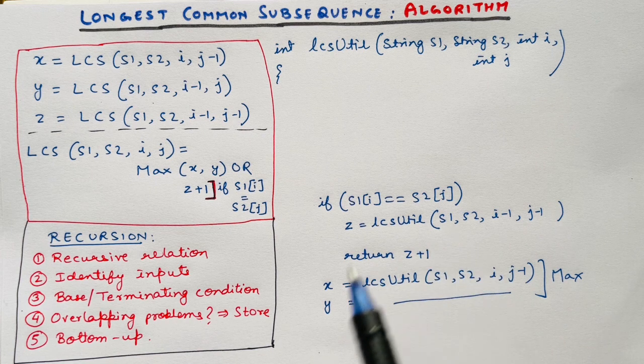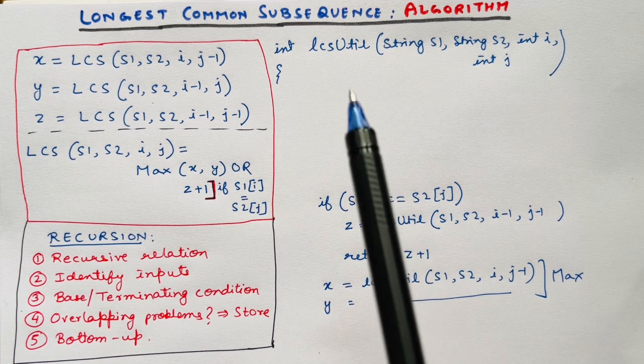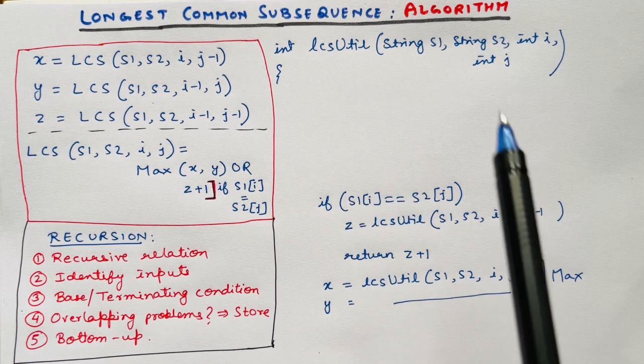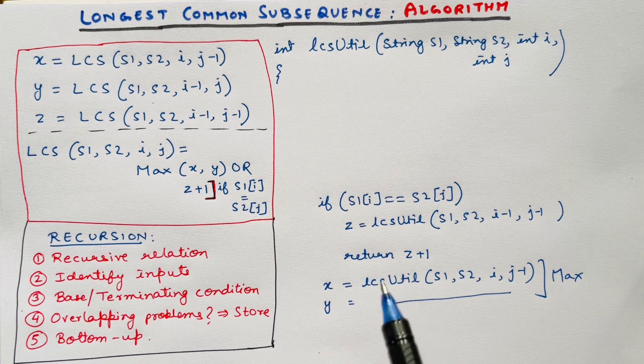But is this algorithm complete? No. Why? Because this method is calling itself and it will keep on calling itself in every call. So this will go into an infinite recursion. This will never end. So how will we end it? To end it, we need to add a base or terminating condition, our step 3.